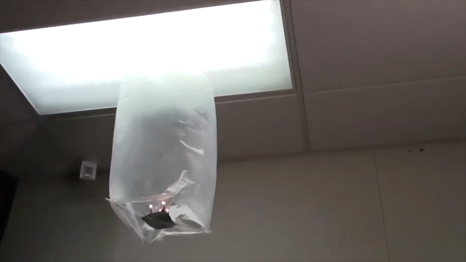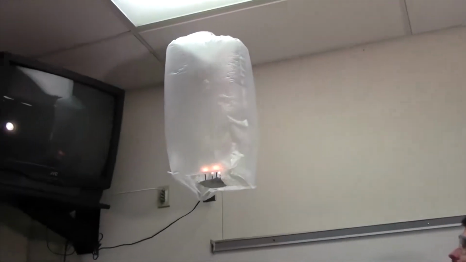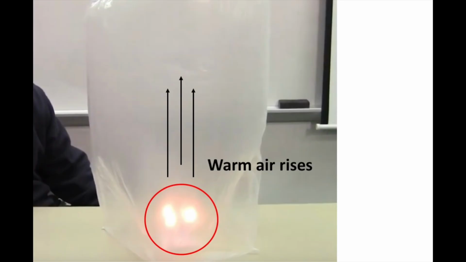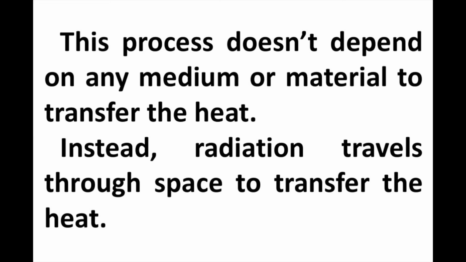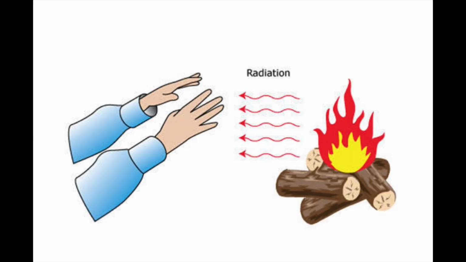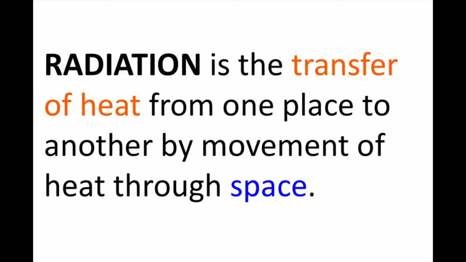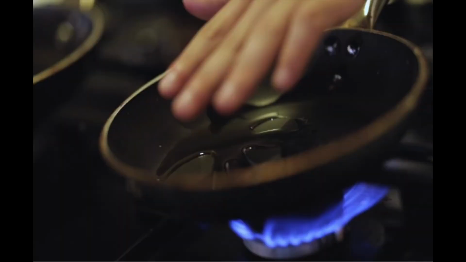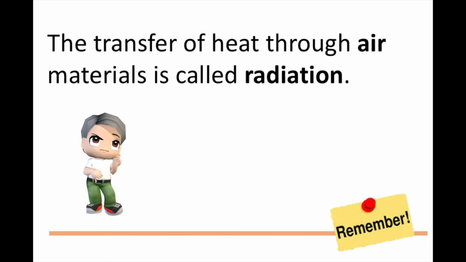In our last experiment, you observed that the air inside the plastic bag becomes warm. As the air gets warm, the plastic bag becomes big and rises in the air. The warm air caused the upward movement of the plastic bag. This activity shows that heat can travel through space, and this method of heat transfer is called radiation. Radiation is when heat travels through the air in invisible waves.